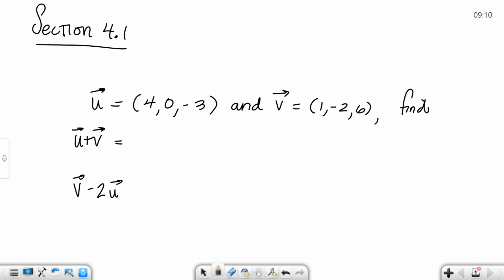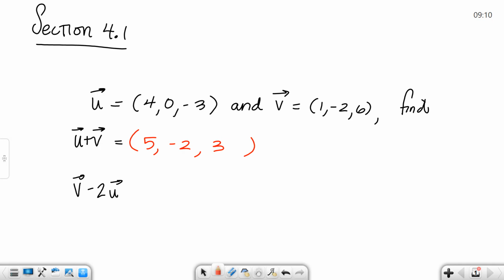And we might have done that one last time, or we may not have. Okay, so if I found u plus v, I'm just going to add their components. So that would be 5, negative 2, 3. So 4 plus 1, 0 plus negative 2, and negative 3 plus 6.